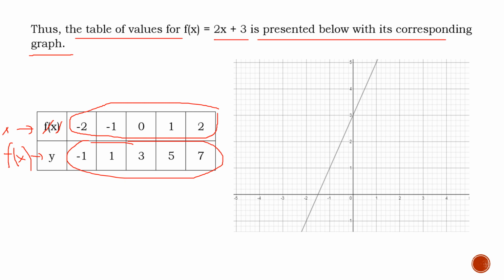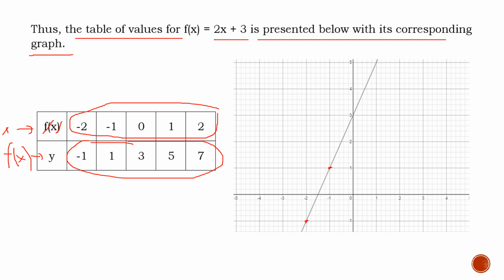Now let's try to plot this. Once we apply your negative 2 and negative 1, your point will be at negative 2 and negative 1. Negative 1 and positive 1 will fall here, so your second point will fall here. Then 0 and 3.